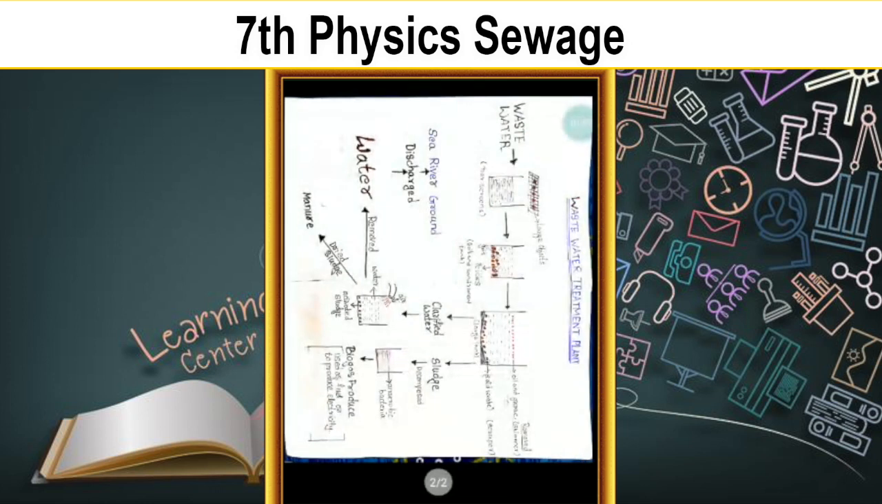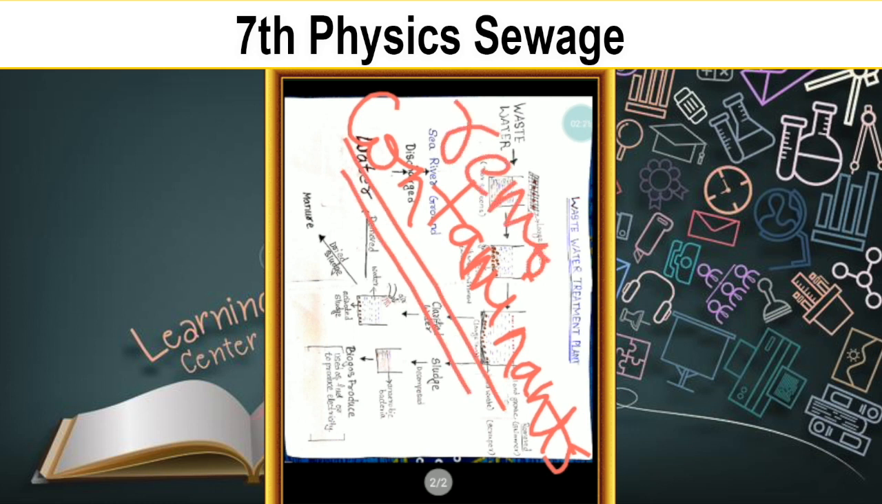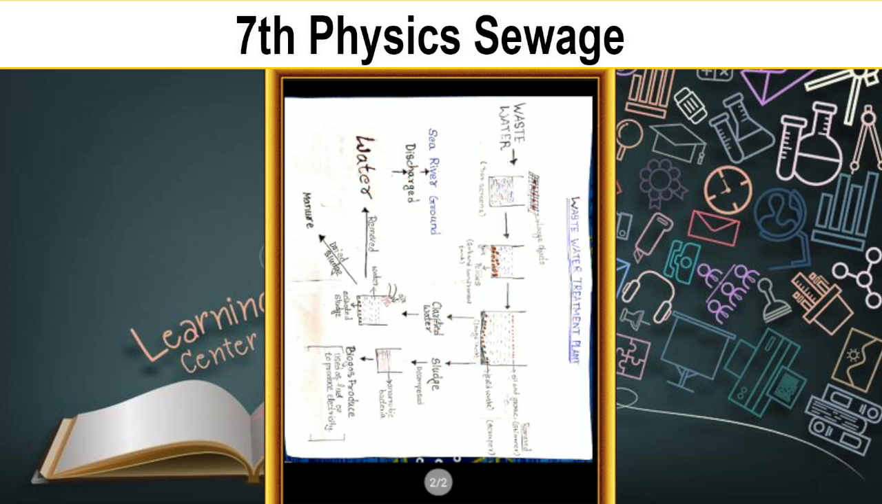So, the wastewater treatment plant. Wastewater treatment refers to the process of removing contaminants from wastewater. So the main purpose is to remove contaminants. It includes physical, chemical, and biological processes.